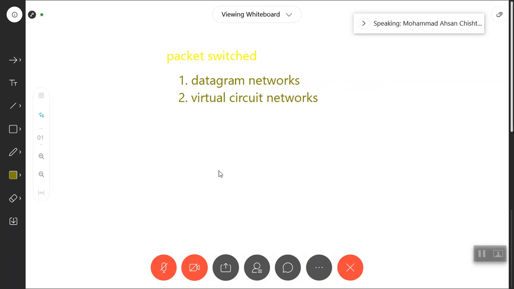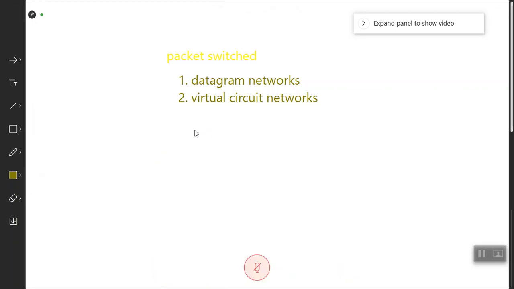And that is an example I will write here: X.25. We call this X.25, Frame Relay, ATM. These are the main examples which use virtual circuit networks. Let's first start with this virtual circuiting or virtual circuit network.